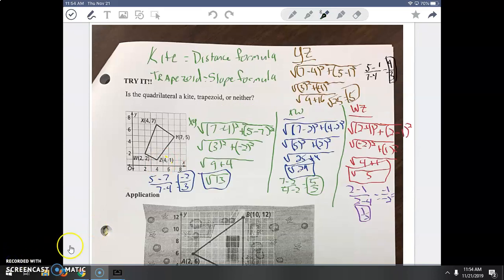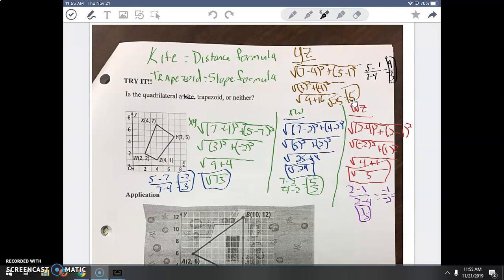All right, so I squeezed all this in here. So with XY, here's your distance, here's your slope. XW, here's your distance, here's your slope. YZ, WZ, here's your distance, here's your slope. So in order for it to be a kite, with the distance formula, we have to see if two sides match and a different two sides match. Well, if we look at all of these distance formulas, or all these lengths, none of them are actually the same. So that's definitely not going to be a kite. Okay, so not a kite.